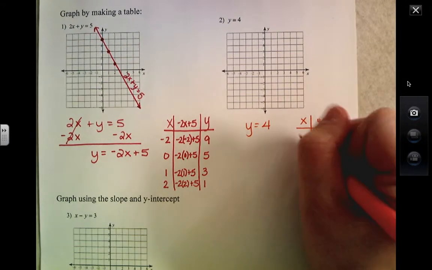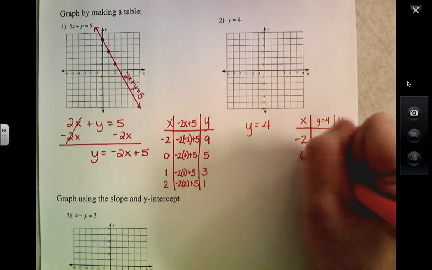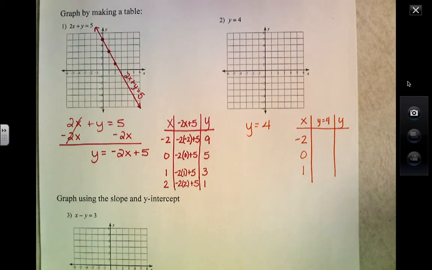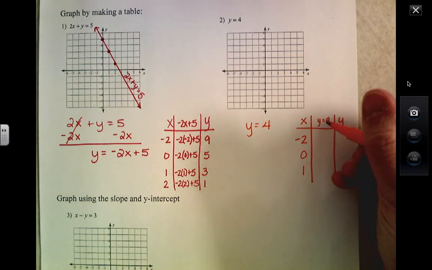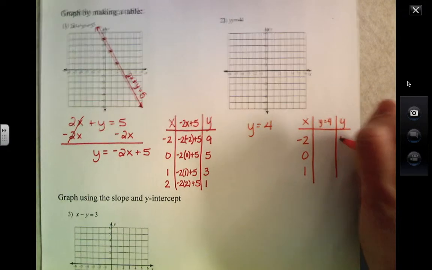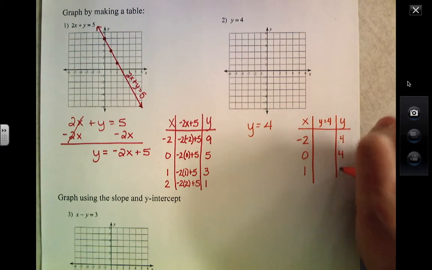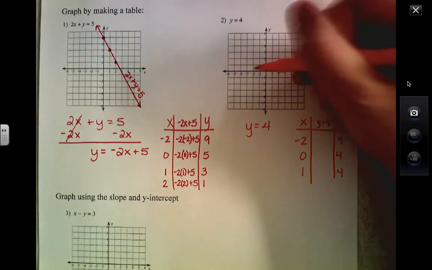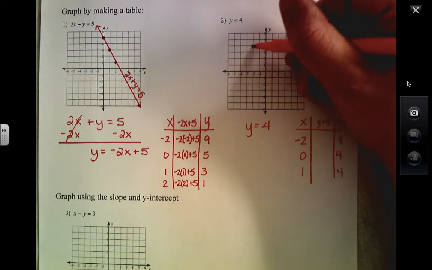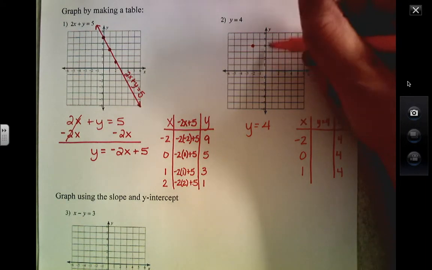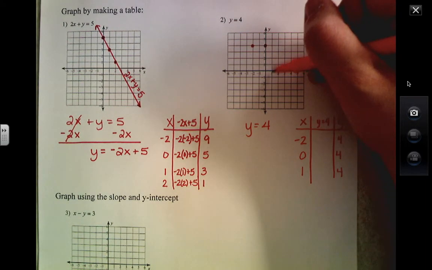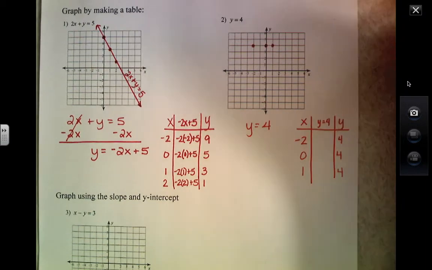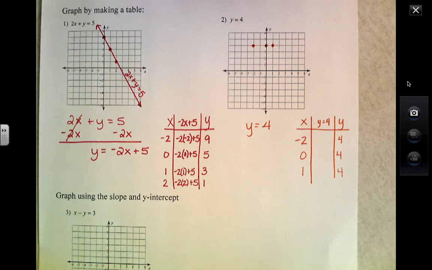So I can pick whatever I want for x: negative 2, 0, and 1, the same numbers. But y is equal to 4 no matter what x is. So I'm always going to have a 4 for y. Okay, so let's plot these points. Negative 2, 4, it's going to come up here. 0, 4, and 1, 4. And hopefully you can see that we're forming a horizontal line.